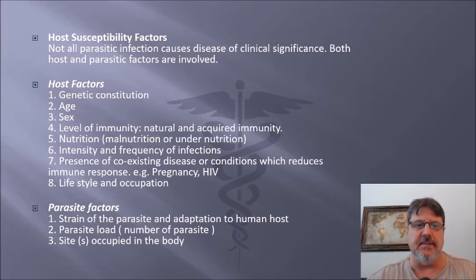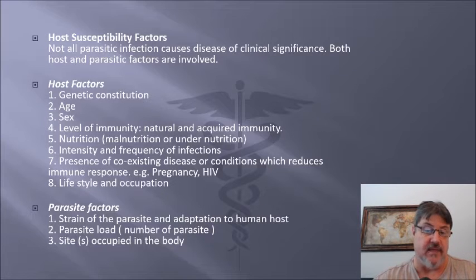There are host susceptibility factors, and not all parasitic infections cause disease of clinical significance. Both the host and the parasitic factors are involved. Some of the host factors include genetics, age, sex. How immune are you? Do you have a good immunity? Malnutrition. A lot of these diseases cause very severe disease in places where children are severely malnourished. Of course, the intensity and the frequency of infections, the presence of a coexisting disease. HIV is a very good example. Most people that are immunocompetent are not going to have an issue with a parasite like Pneumocystis.